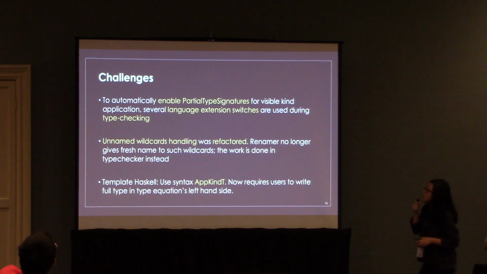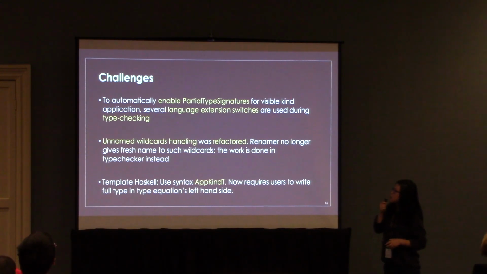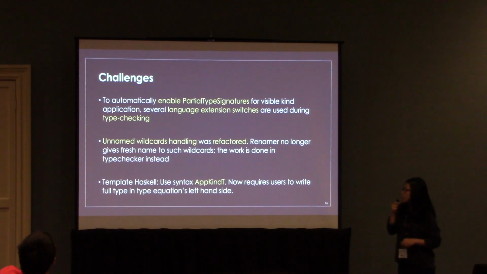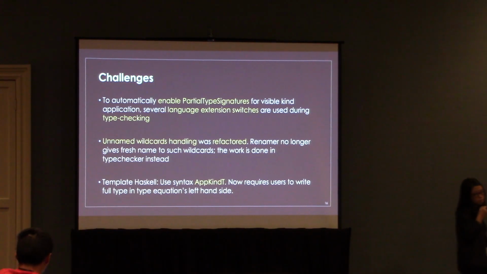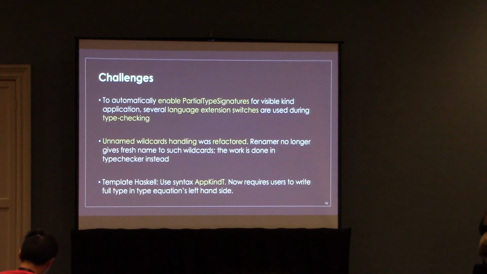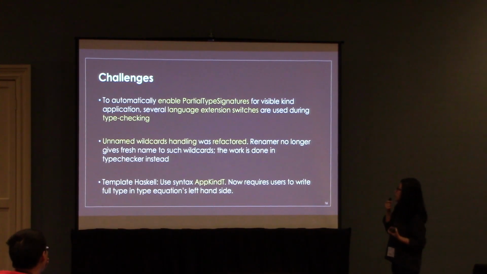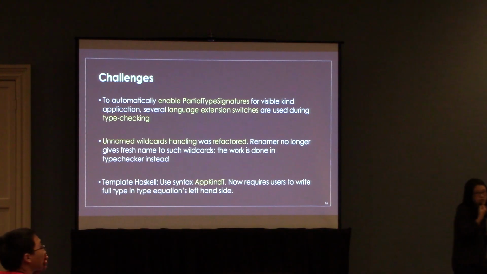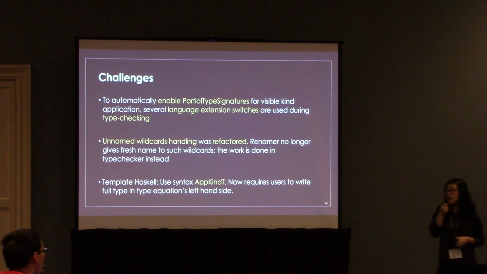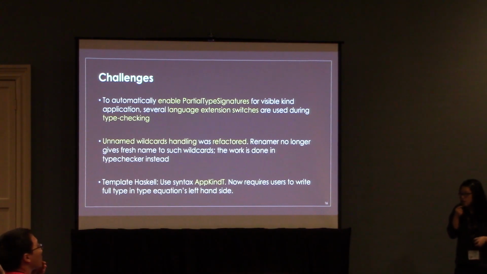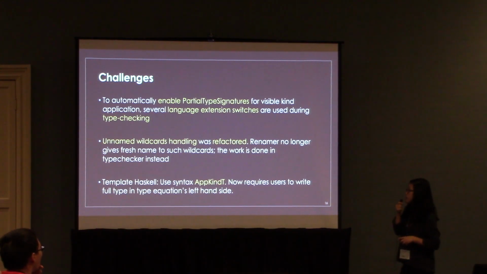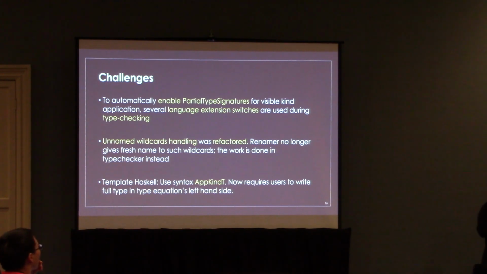Another thing is I refactored the handling of unnamed wildcards. So originally it was renamed in the renamer, it was given fresh variable names. But now that's not done anymore. The work is now deferred to the type checker, and instead of generating any name, it's actually generating some wildcard type variable and checking that again.